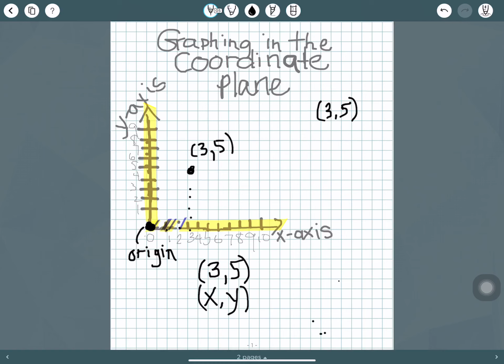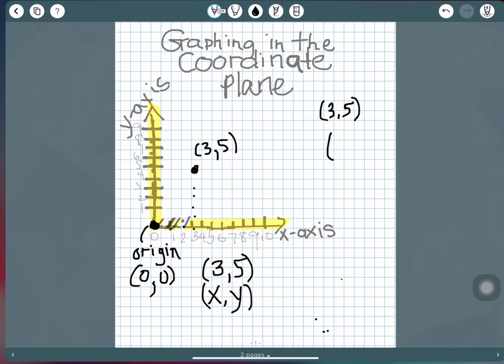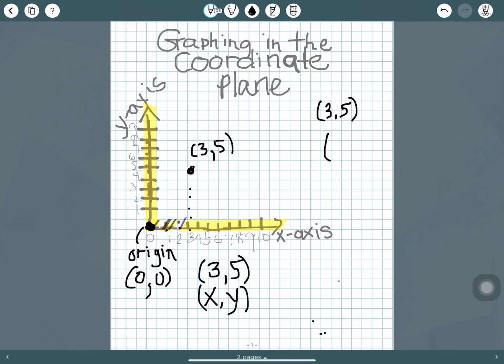And we said that the origin is 0, 0. So if we wanted to go to the point 8, 2, for example, that's the x, that's the y. So we would go over to 8 and up 2. So we would have the point 8, 2.